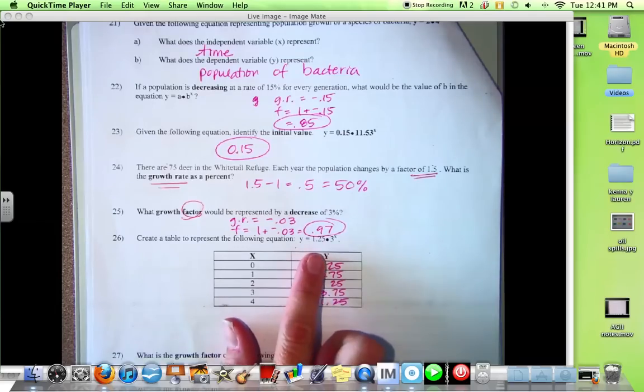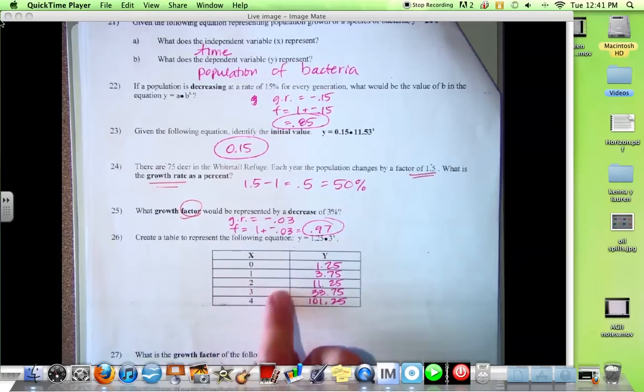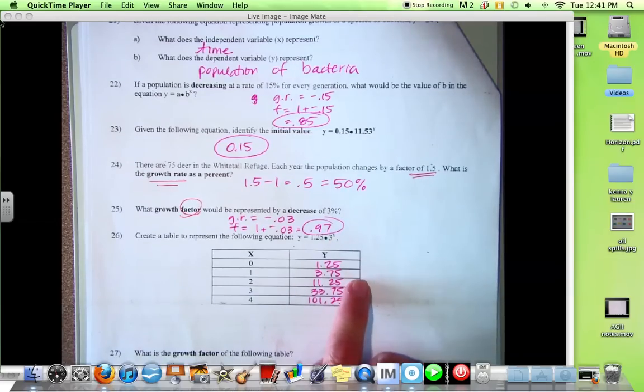Y equals 1.25 times 3 to the x. So you're substituting your value of x into the equation. So you get 1.25, 3.75, 11.25, 33.75, and 101.25.